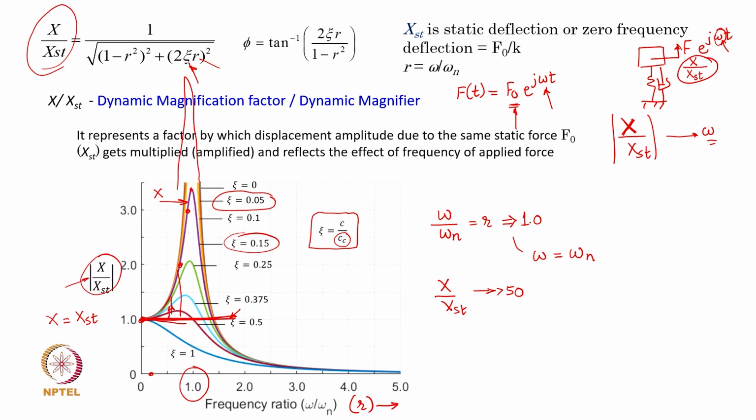And the dynamic magnification factor represents how the magnitude of deflection at 0 frequency gets amplified or magnified if the frequency of excitation approaches the natural frequency.